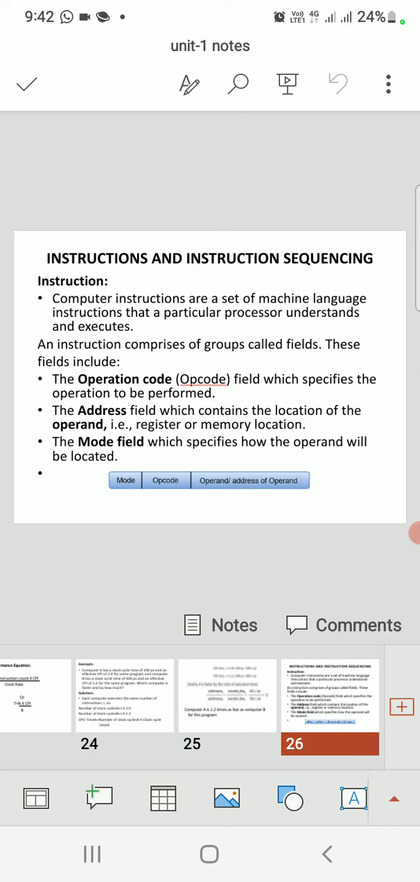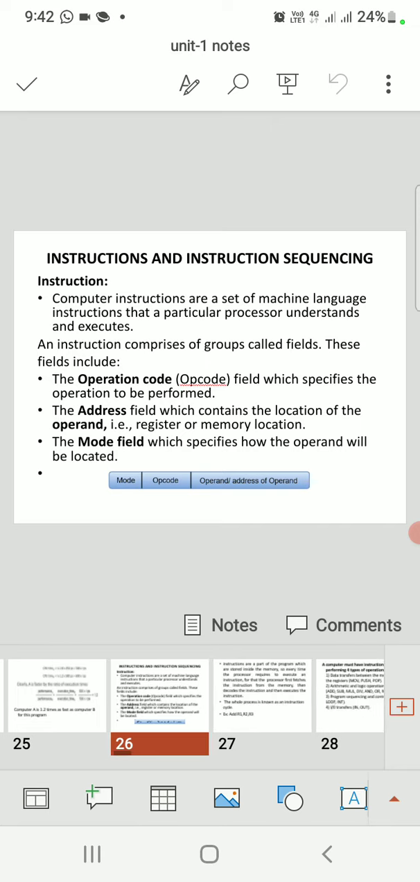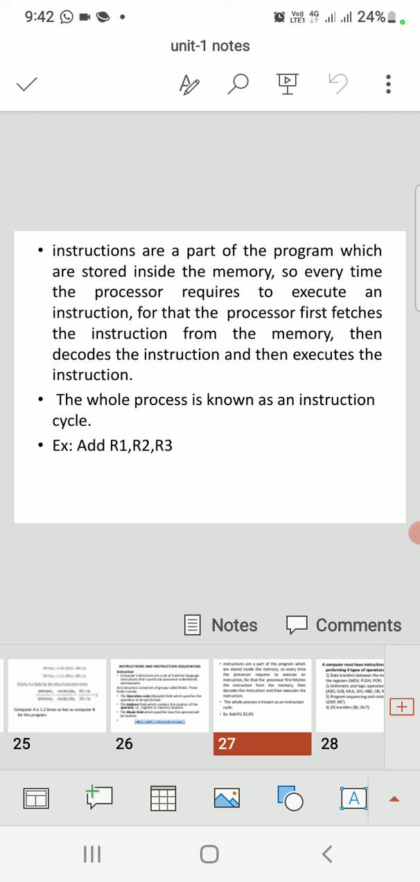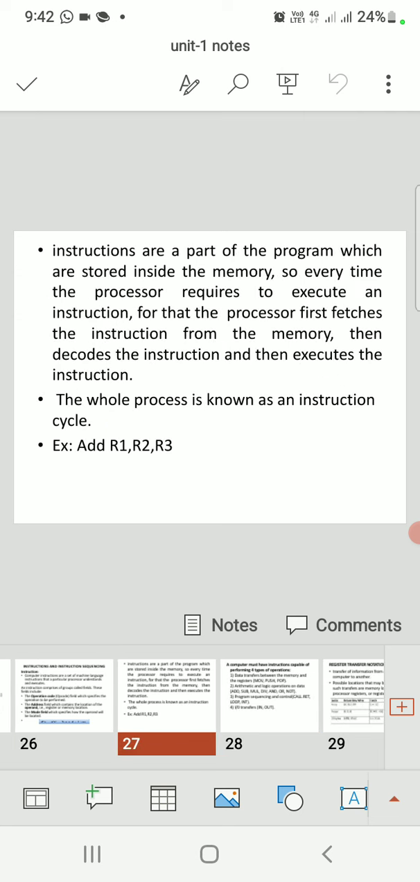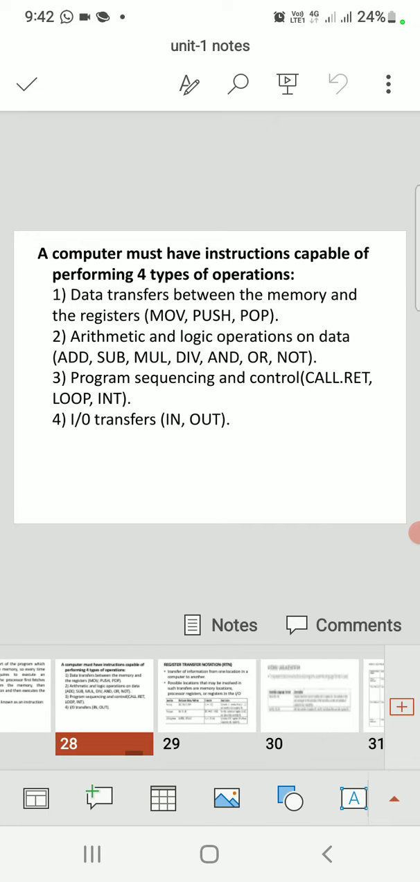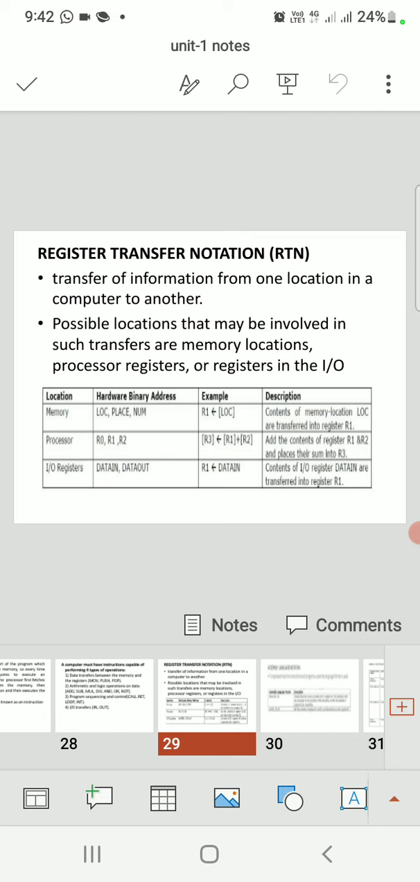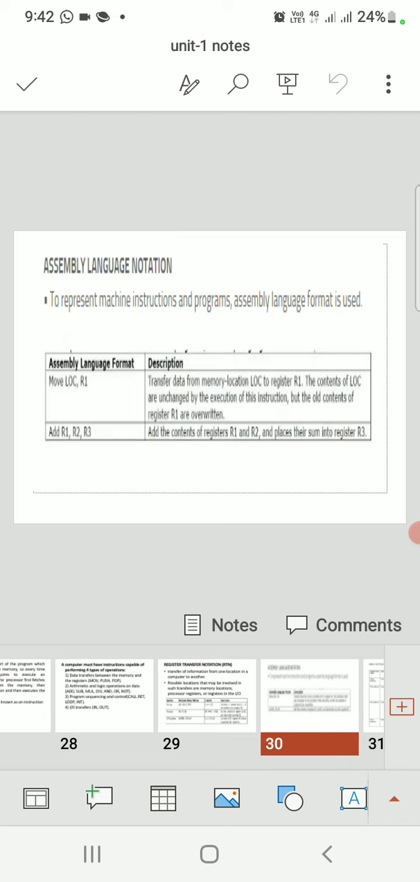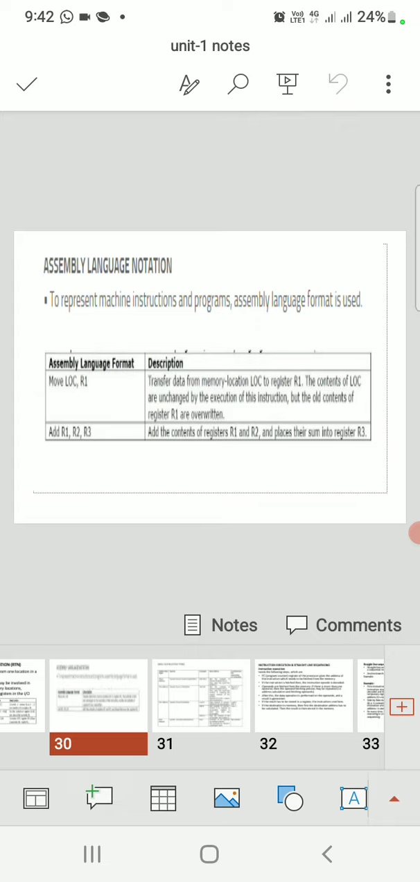This is instructions and instruction sequencing. What do we mean by instruction? Instructions are a set of machine language instructions that a particular processor understands and executes. This is the instruction life cycle. What is the instruction life cycle? There are 4 types of operations: data transfer between the memory and registers, arithmetic and logical operations, program sequencing and control, and I/O transfers. So this is register transfer notation. This is assembly language notation.